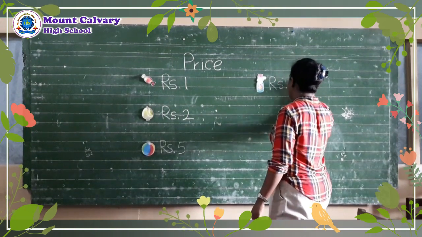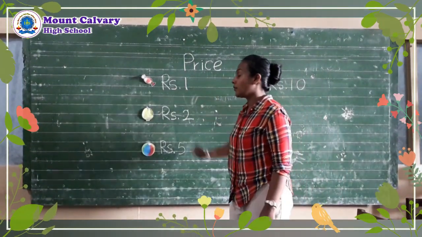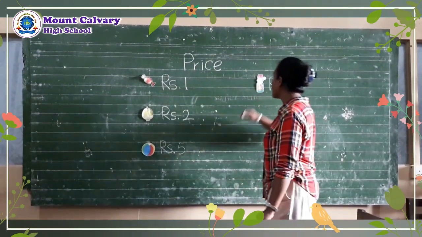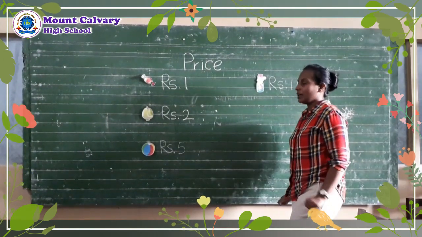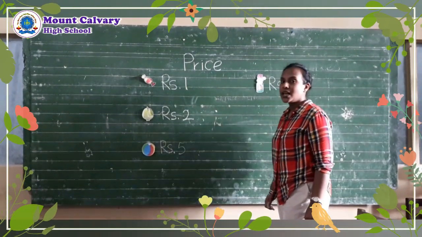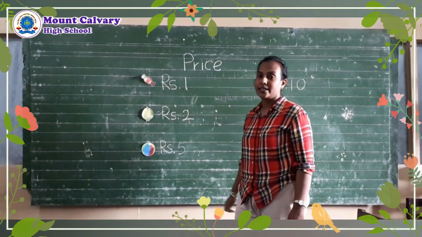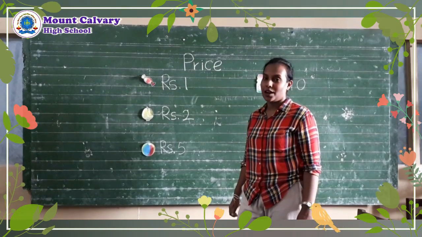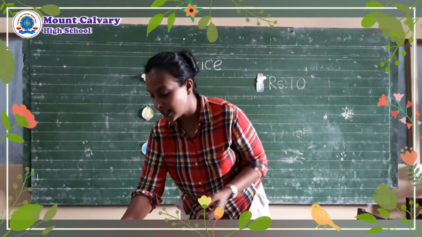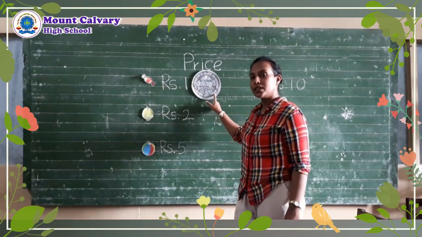Right? Okay. So 1 rupee. Guess what is the coin that you have to pay? Yes, it is the 1 rupee coin. Okay, so place it here. If you want to buy the toffee, you have to give this coin, right?